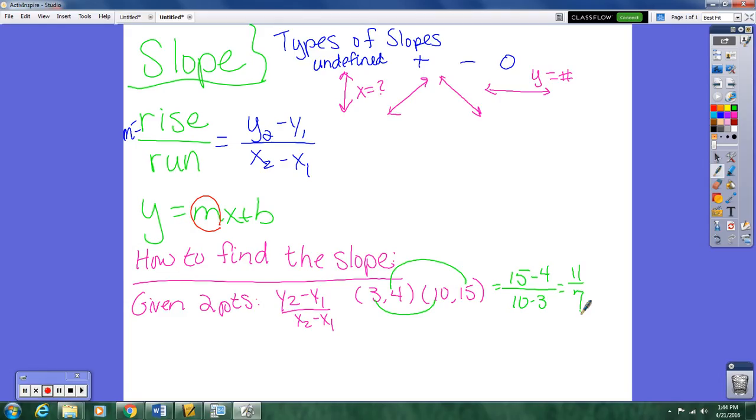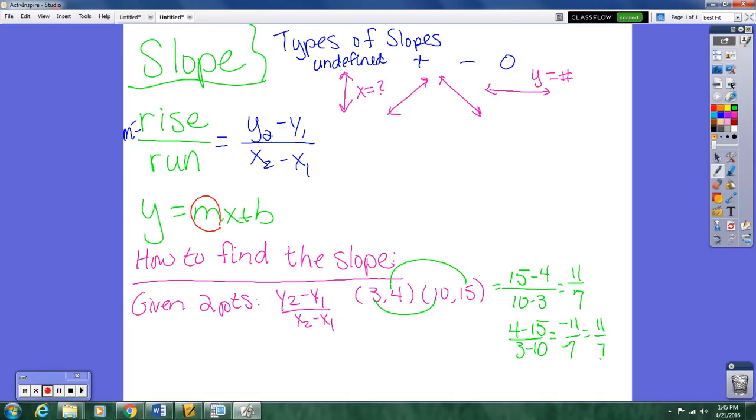Does it matter which order I went in? I did 15 minus 4 instead of 4 minus 15. Would it give me the same answer if I did 4 minus 15 and 3 minus 10? Well, 4 minus 15 is negative 11. 3 minus 10 is negative 7, but 2 negatives make a positive. So no, it doesn't matter, as long as you go the same way on both of them. Doesn't matter which point you start with, as long as you are consistent with it. Alright, so how to find the slope given 2 points? We did that.